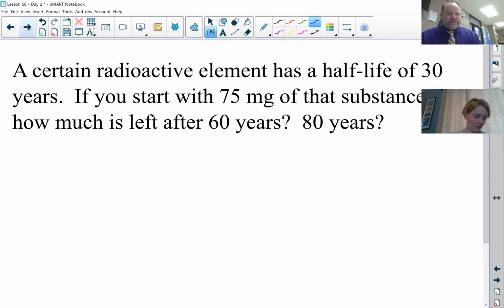So a certain radioactive element has a half-life of 30 years. If you start with 75 milligrams of a substance, how much is left after 60 years and after 80 years?